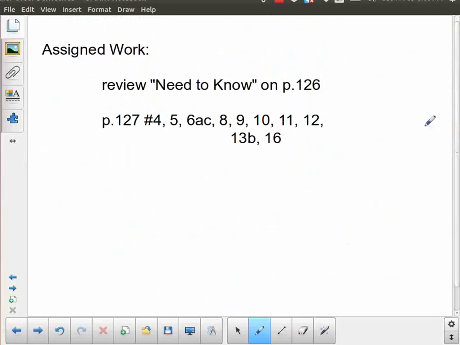And that's it for this lesson. I strongly suggest, as a matter of fact, that you review the need to know information on page 126 and then plenty of practice problems to take a look at.